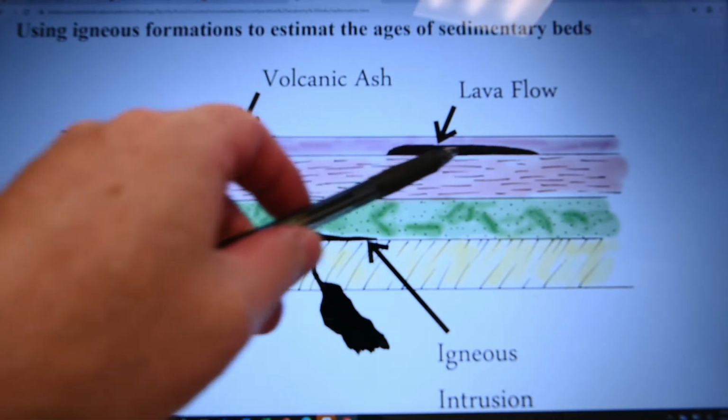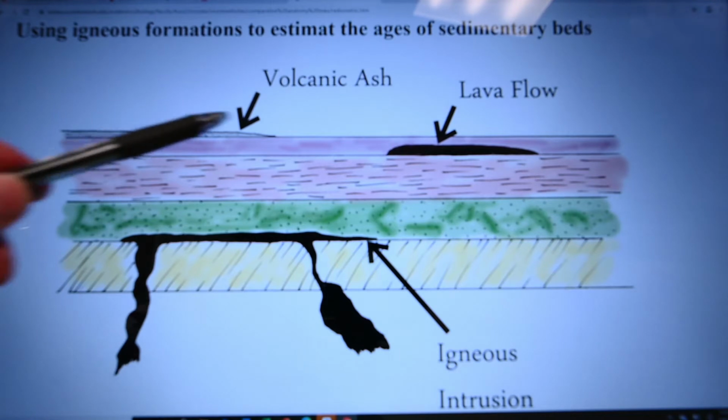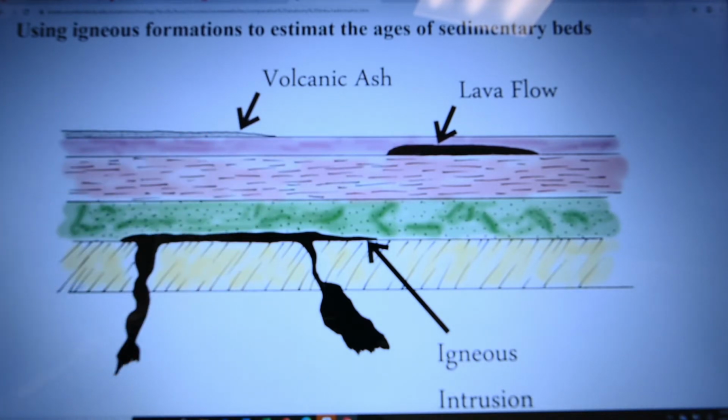Up here we have a lava flow where lava came out on the surface and spread across the ground, and it was covered up with a layer of sediment, and then on top of that sedimentary layer we have a little bit of volcanic ash. Any of these, the volcanic ash, the lava flow, or the igneous intrusion, may have rock that can be more accurately estimated in age using uranium or potassium methods. So if this rock was intruded through by the magma coming up from below, we know that this rock has to be older than that intrusion.